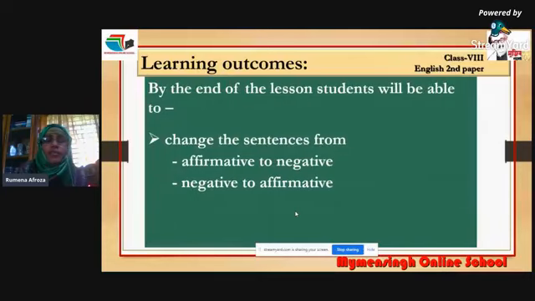Okay, let's see what the learning outcomes of our today's topic are. By the end of the lesson, you will be able to change sentences from affirmative to negative, or vice versa, negative to affirmative. If you can change from affirmative to negative, you can change the negative to affirmative.